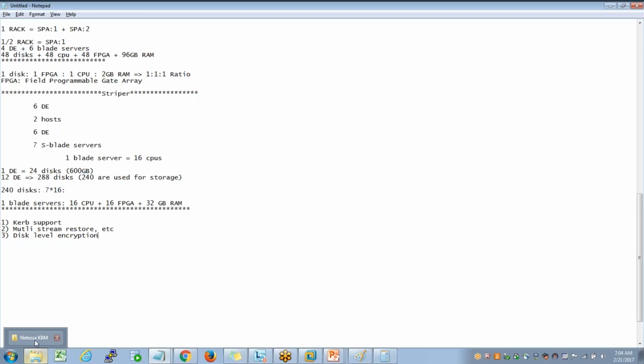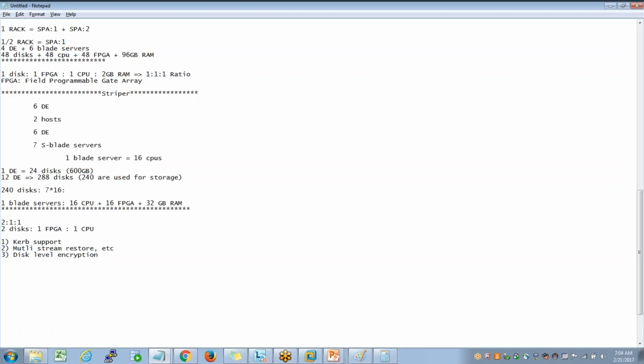So the ratio we are talking about in TwinFin, the 1:1:2 ratio, is nothing but storage versus CPU versus FPGA. That is true. One disk enclosure has two disks, one FPGA and one CPU. That is the equation.